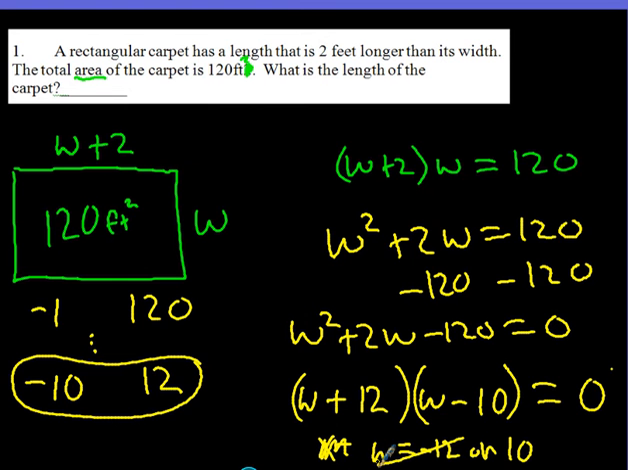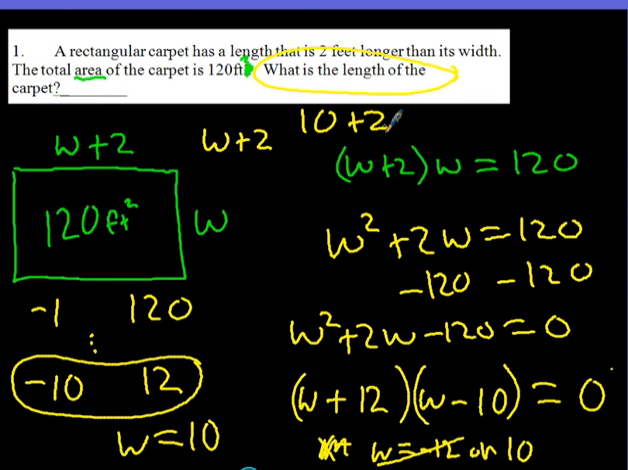So W equals 10, but it didn't ask for W, it asked for the length. So it's W plus 2 is the length, right? So it's 10 plus 2. I hope you can do that, right? So that's going to be 12 feet. Okay?